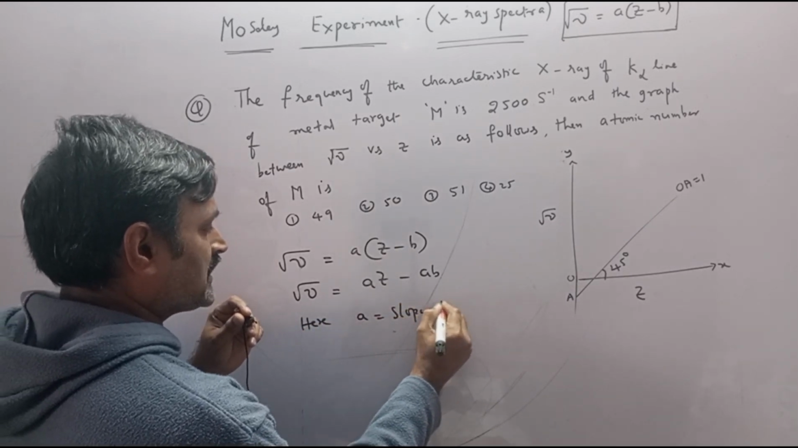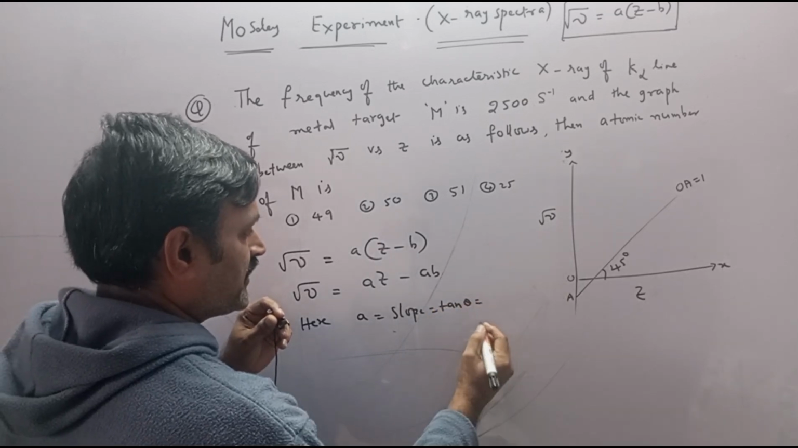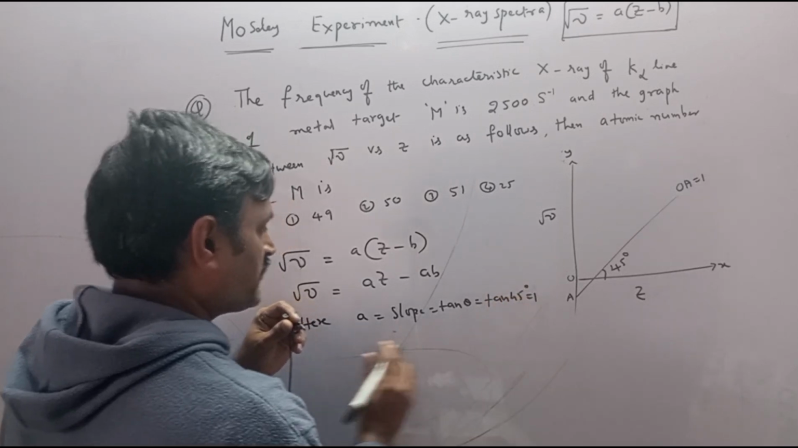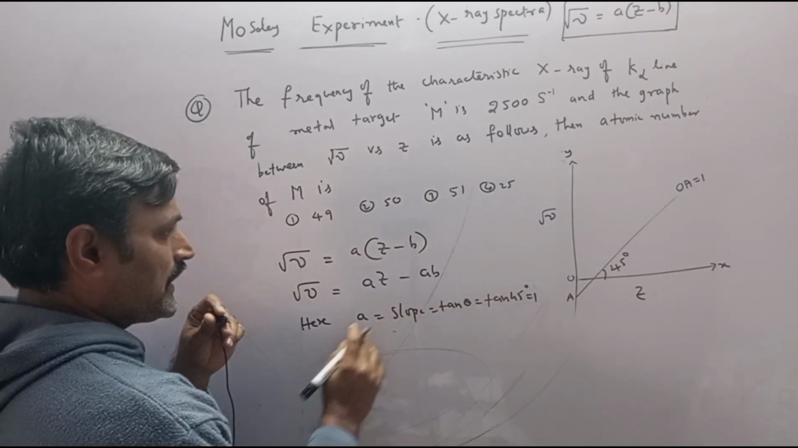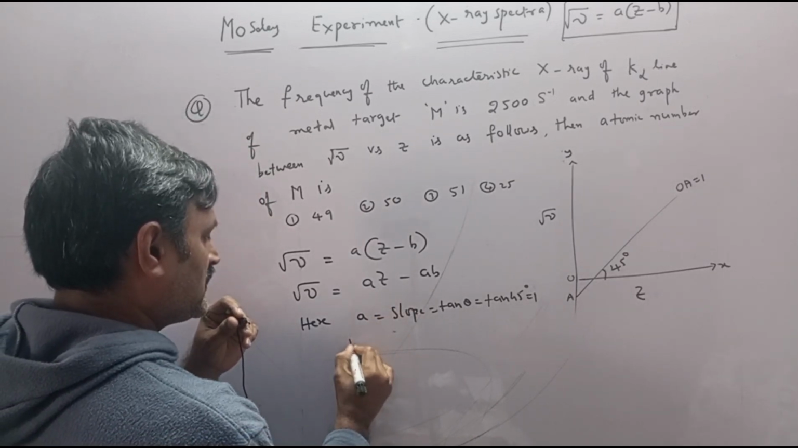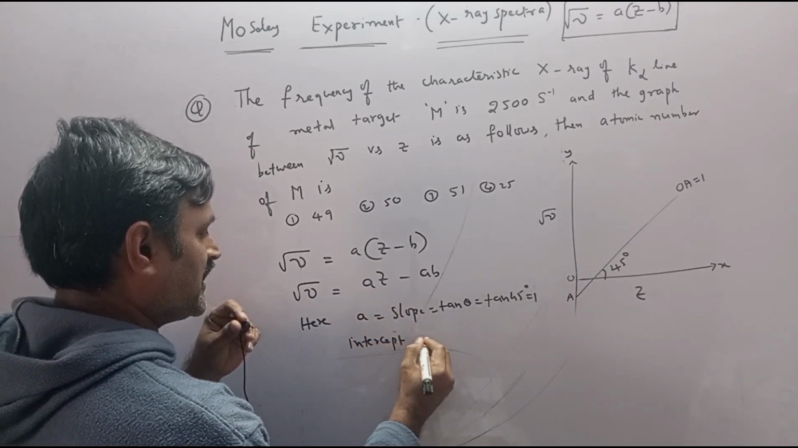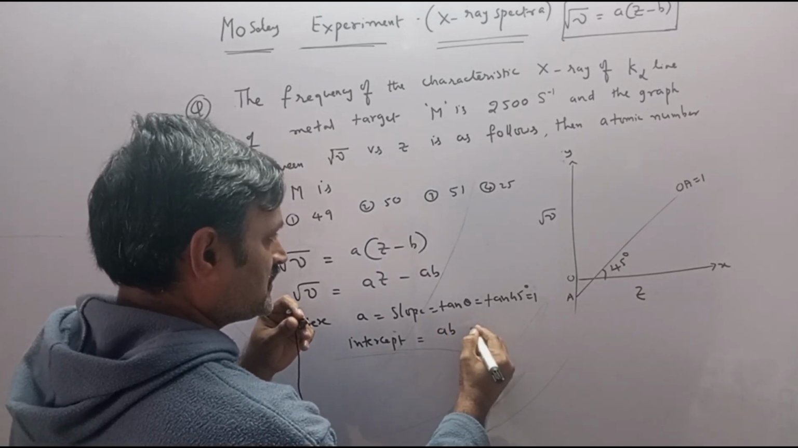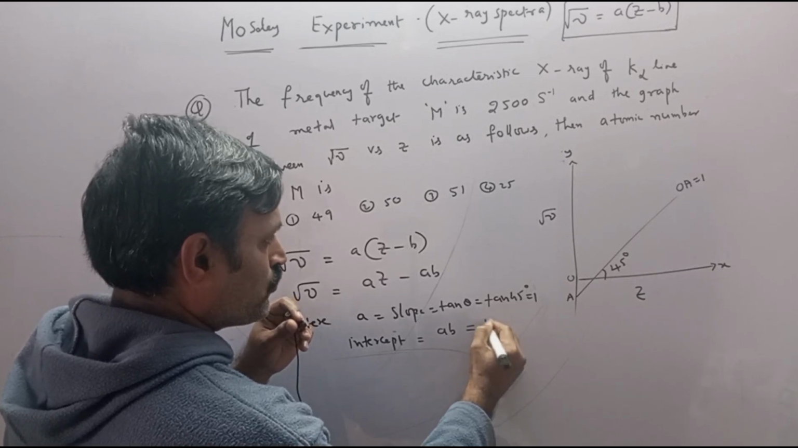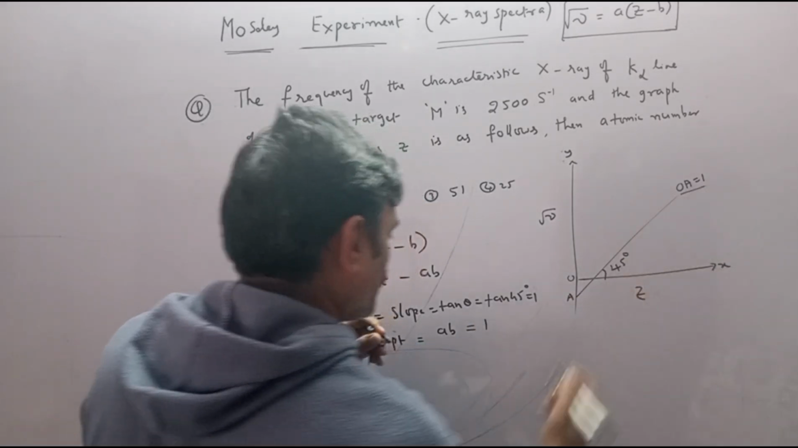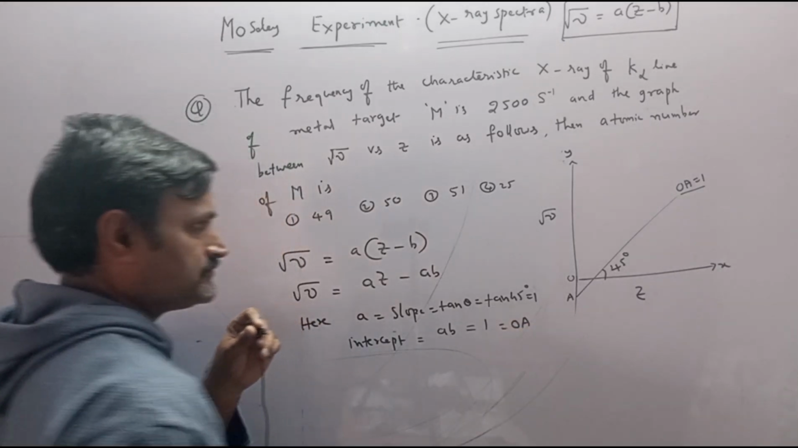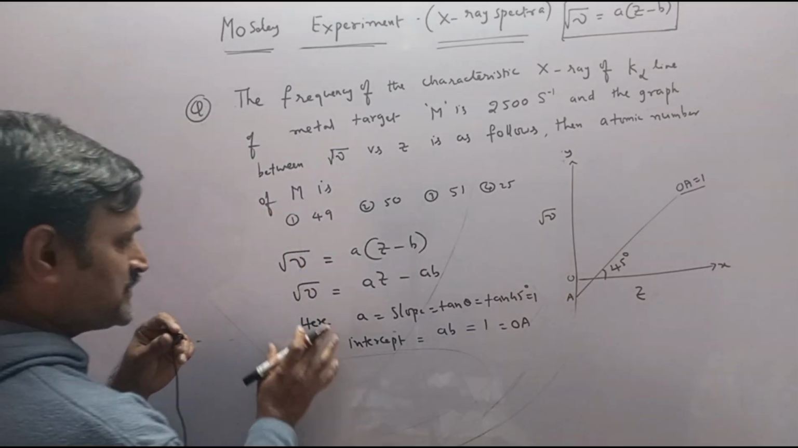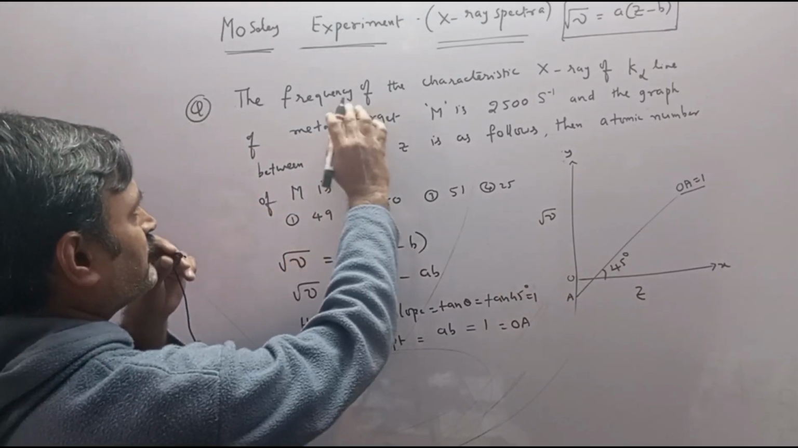A is the slope, nothing but tan theta, already given as 45 degrees, so tan theta is equal to 1, tan 45 is 1. That means slope a is 1. Coming to the other aspect, here we have the intercept. What is the intercept here? The intercept is ab, that is also equal to 1 as per the problem given to us. That is nothing but OA in the problem. And in this particular case, they have already given the frequency value.